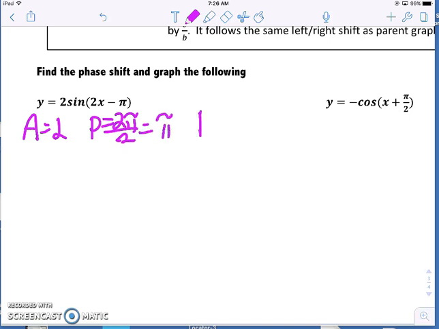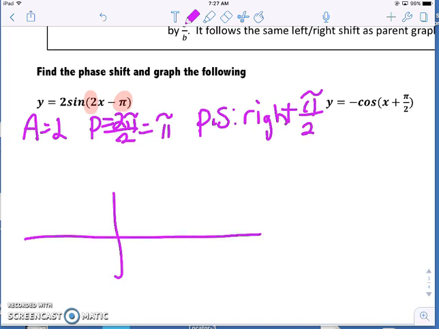Our phase shift, minus, so it's going to go to the right, C over B. So that's going to be to the right, pi over 2.